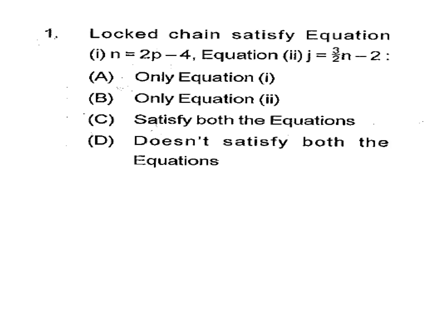Question: a locked chain satisfies equation I, n equal to 2p minus 4, and equation II, j equal to 3 by 2 n minus 2. Options are given.